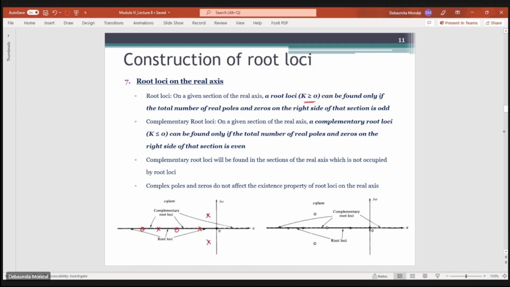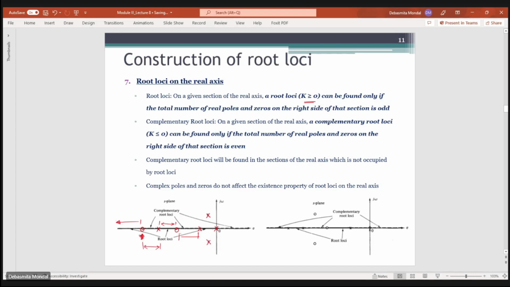Similarly, this portion will not be a part of the root locus because you have an even number of poles and zeros, and again this portion will be a part of the root locus since it has an odd number of poles and zeros on the right hand side of it. So depending on the total number of real poles and zeros present on the right hand side of the corresponding section, if that is odd, then we say that that section of the real axis is a part of the root locus. And for a complementary root locus, the criteria is just the opposite.